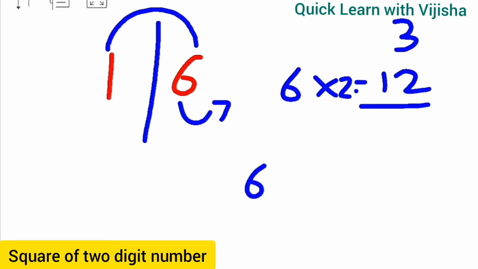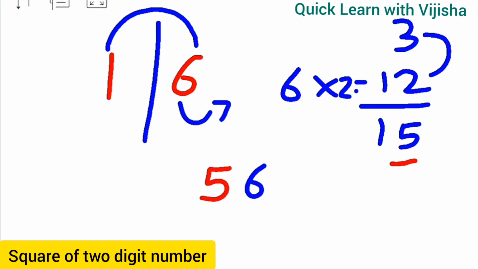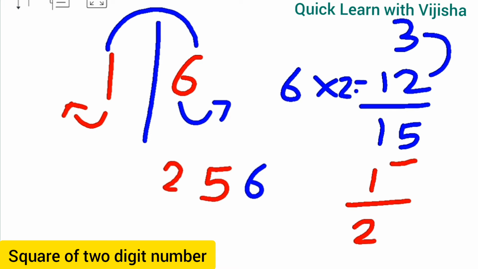Now we have to add this 3 and 12 will give you the value as 15. So we need to write only one digit, that is 5. Now again the remaining 1 is there in this. Now this side also we have to square. 1 square will give you the value as 1. I have written below this only to make it clear. So 1 plus 1 will give you the value as 2. So we will write here 2. So the square of 16, that means 16 into 16 will give you the value as 256. So this way you can find the square of a 2-digit number with simple tricks.